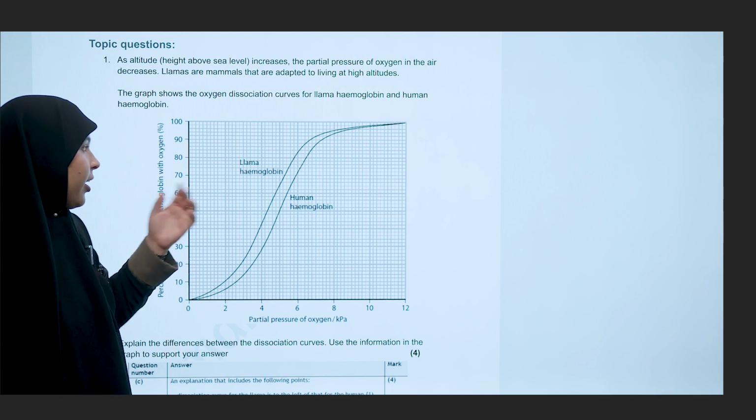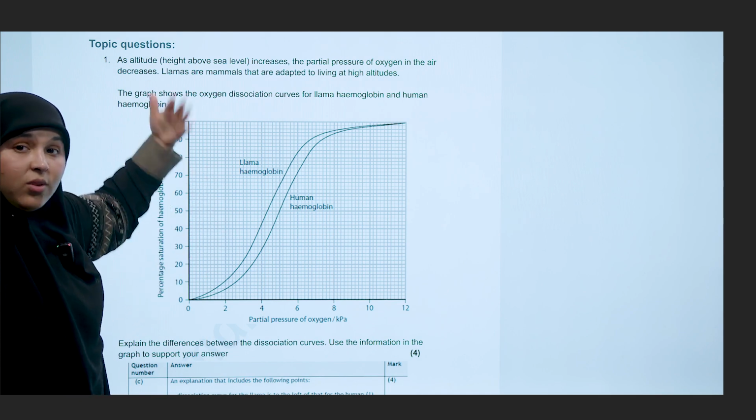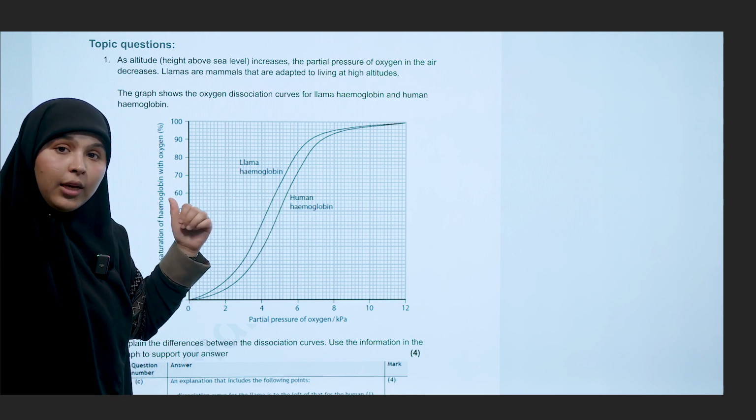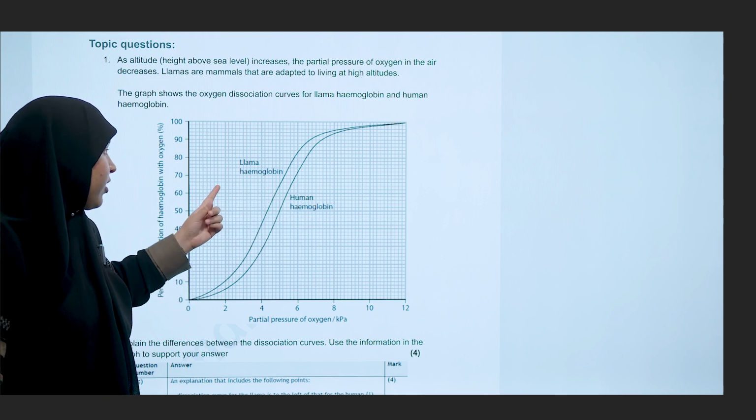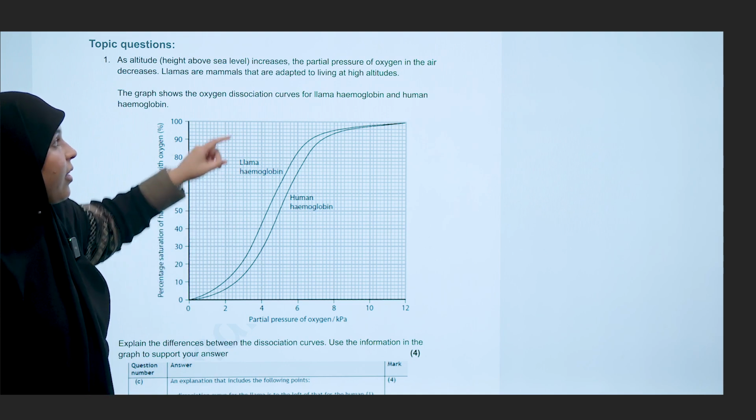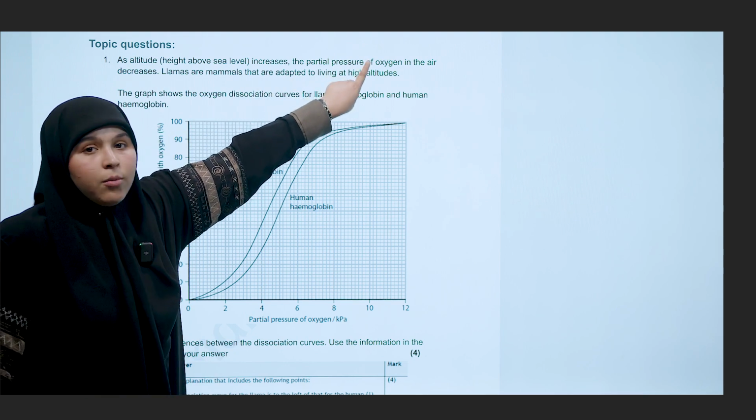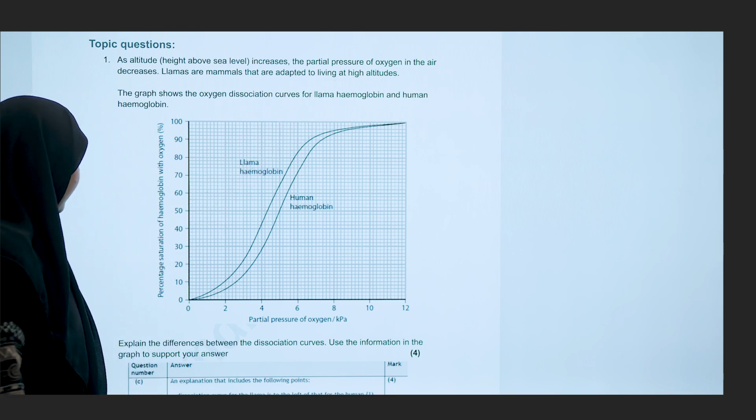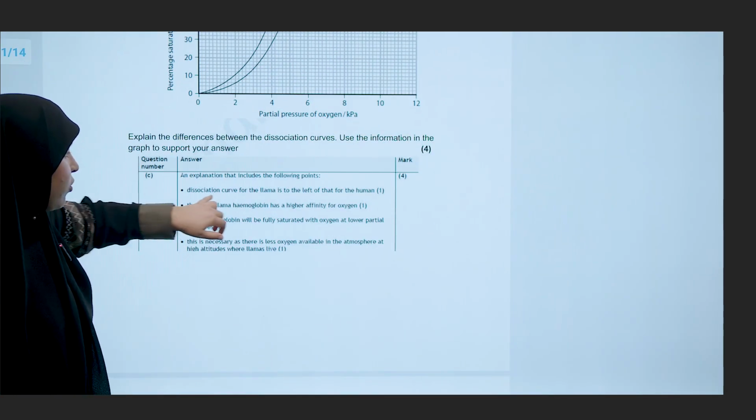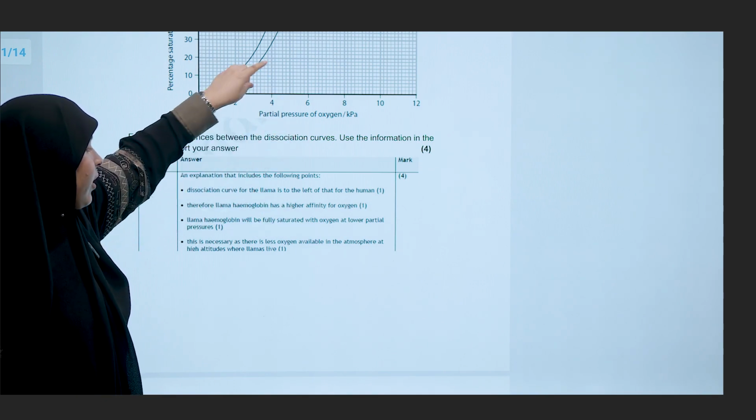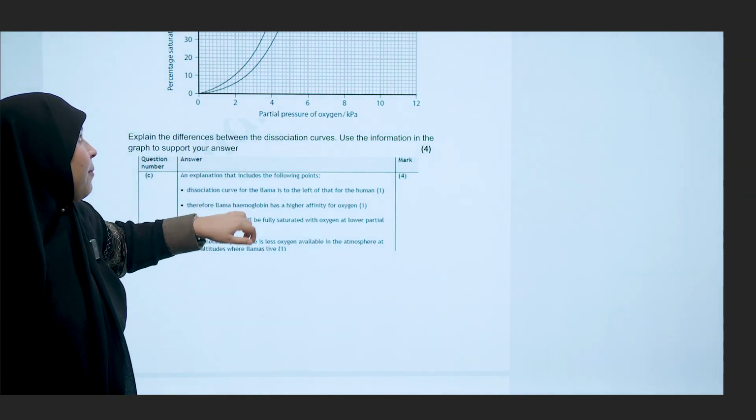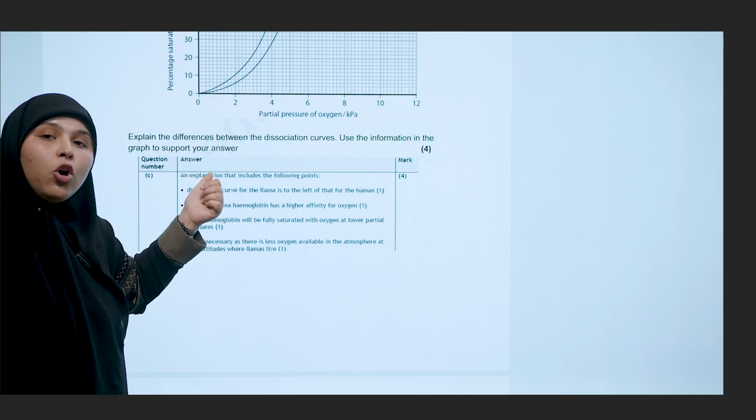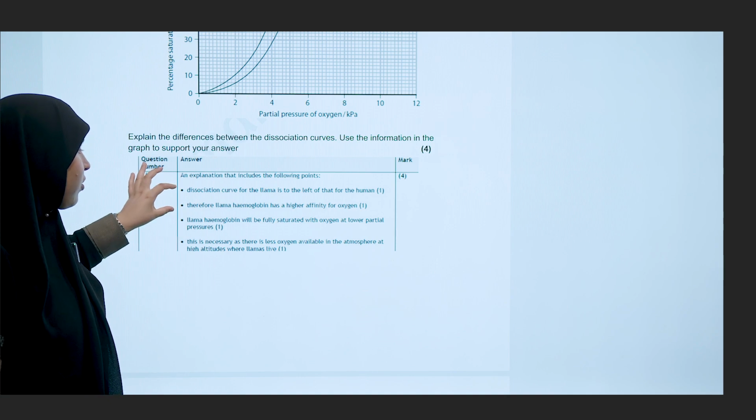Number one, if I'm going over this question, I will talk about, as we said in the previous template, the shape of the curve being shifted to the left. And the reason for this: llamas, despite living in an environment where we have less oxygen, have what? They have higher affinity. So the dissociation curve for the llama is to the left of that of the human. Therefore, the llama has higher affinity because it can load the hemoglobin with oxygen much faster. So these are the two marks.